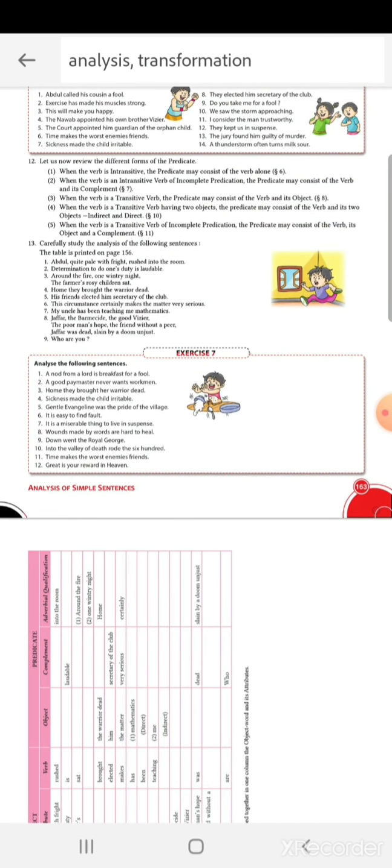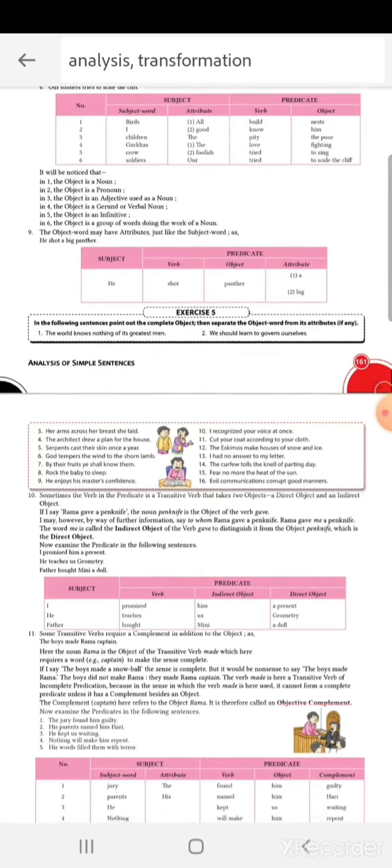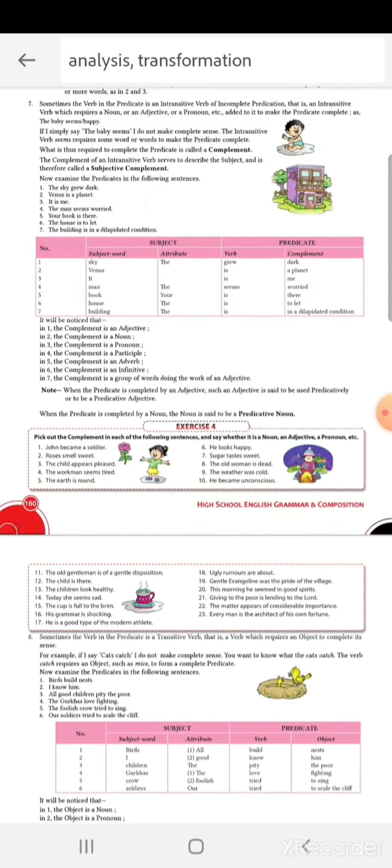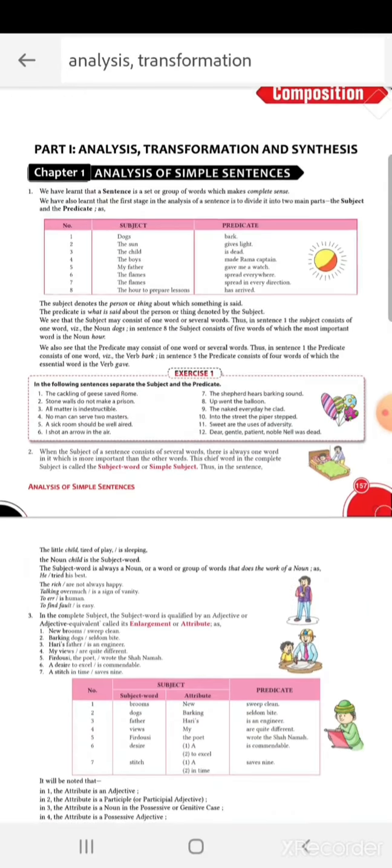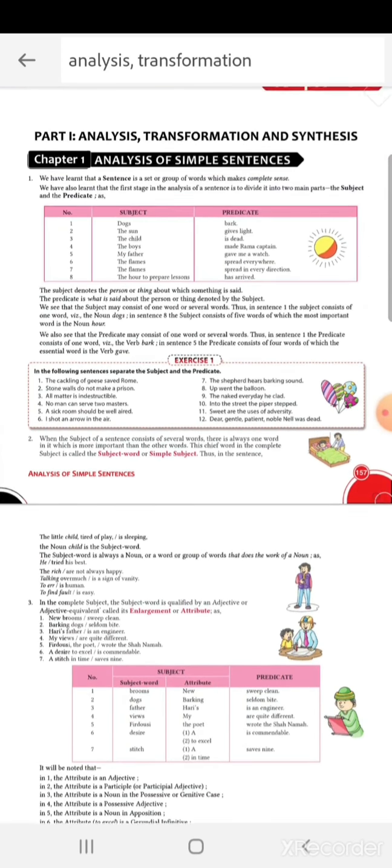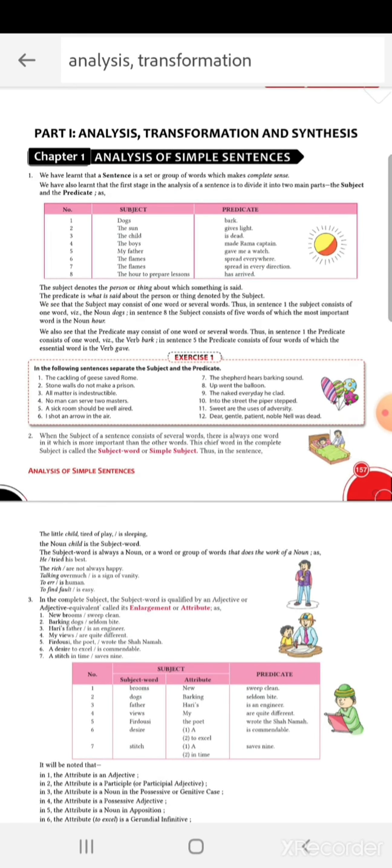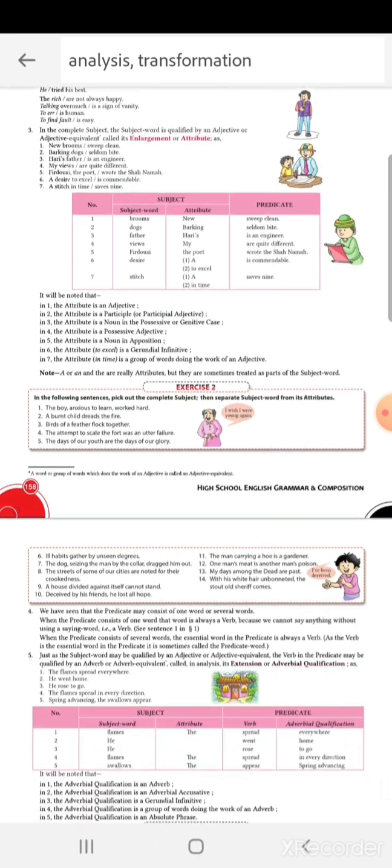You can attempt exercises starting from page number 157. In exercise number 1, you are supposed to separate the subject and the predicate only, nothing more to do. And in exercise number 2, you are supposed to pick out the complete subject, separating the subject word from its attribute. In exercise number 2, you are supposed only to underline the complete subjects.